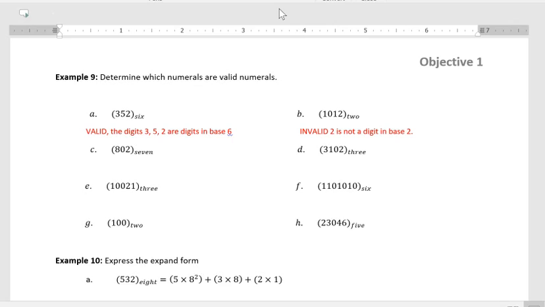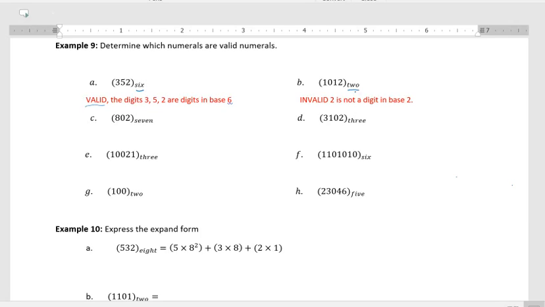Example 9, determine which numerals are valid numerals. So for these examples, notice that the base is 6. So any of the numerals have to be smaller than 6 in order for the number to be a valid numeral. So if we look at this example A, the numerals are 3, 5, and 2. They're all less than 6, so that is valid.